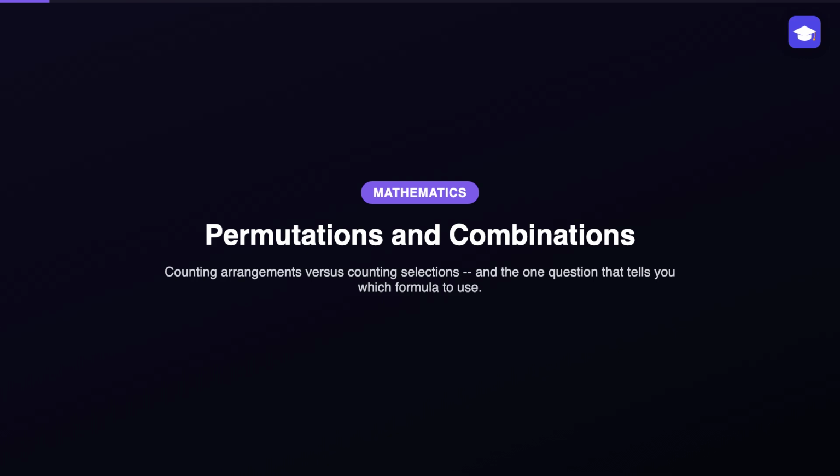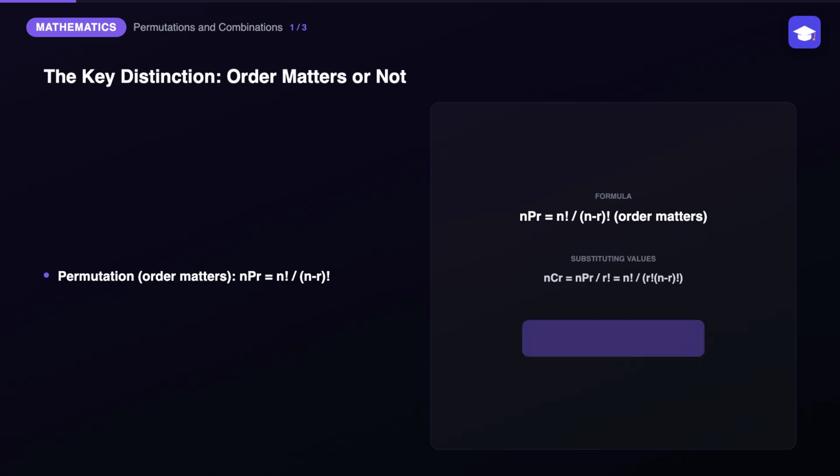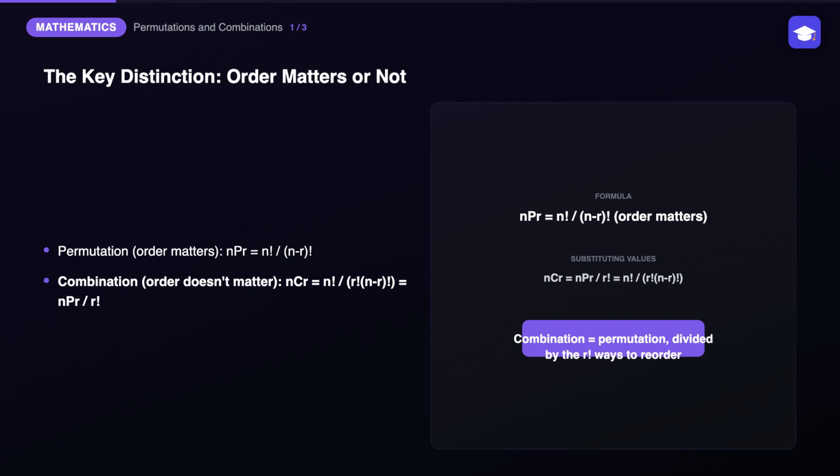Today's topic is permutations and combinations, the fundamental tools for counting arrangements and selections. Let's begin. A permutation is an arrangement where order genuinely matters. The number of ways to arrange r objects, chosen from n distinct objects is, nPr equals n factorial, divided by n minus r factorial. A combination is a selection where order genuinely does not matter.